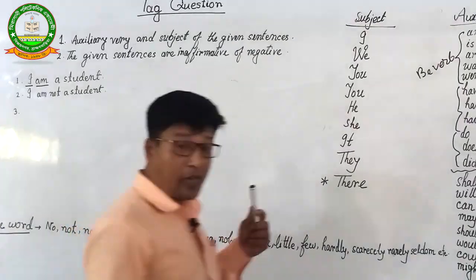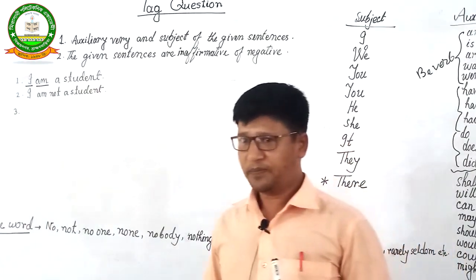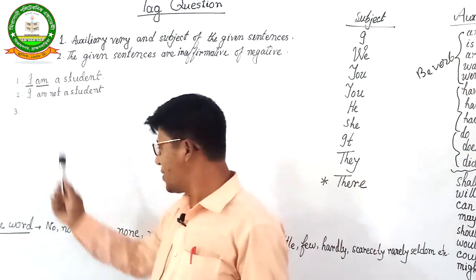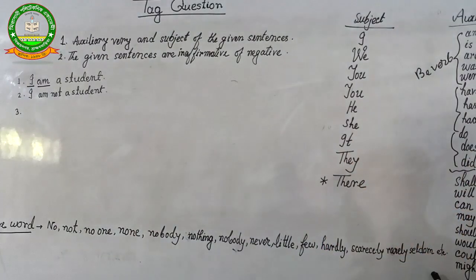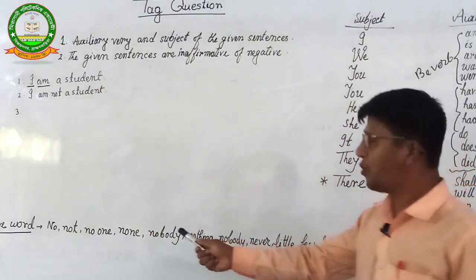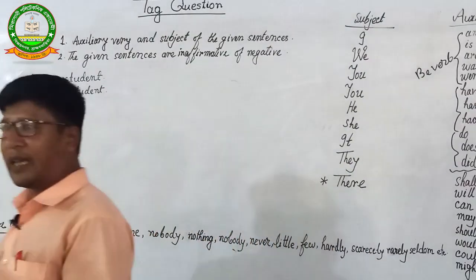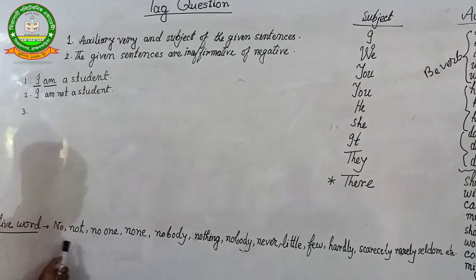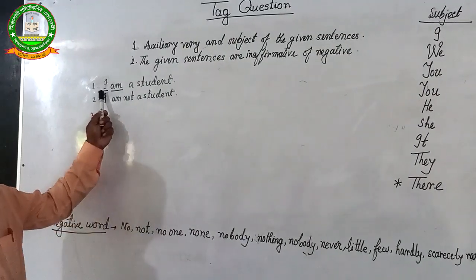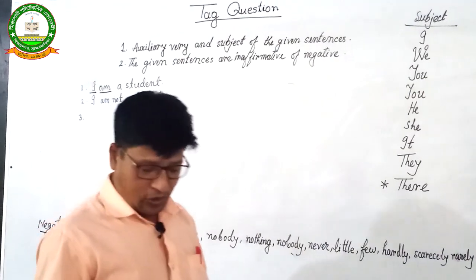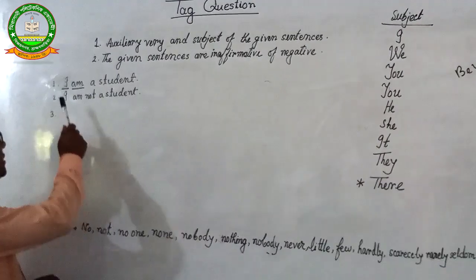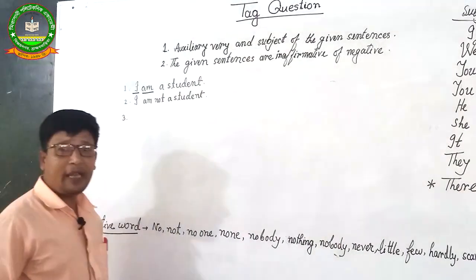Then you will remember whether the sentence is affirmative or negative. Is this sentence affirmative or negative? It is affirmative because there is no word from this list in this sentence. These are the negative words. If you find any one word of this list, you will tell me it is negative. This is an affirmative sentence because there is no sign of negative. So if we want to add a take question, we have to remember the subject and auxiliary verb. Only two things. Here the subject is I and the auxiliary verb is am.